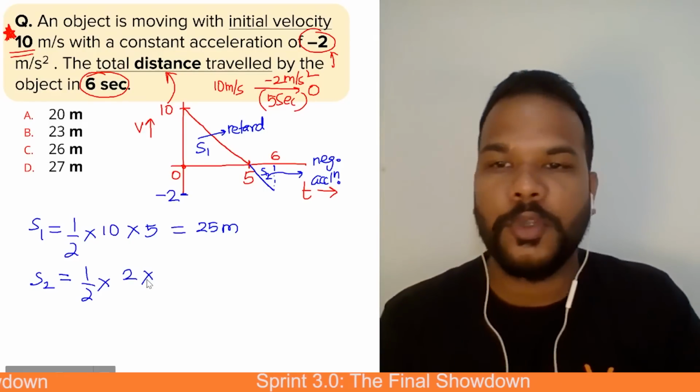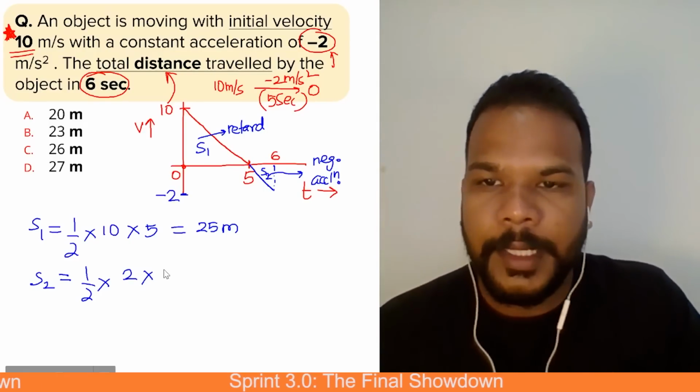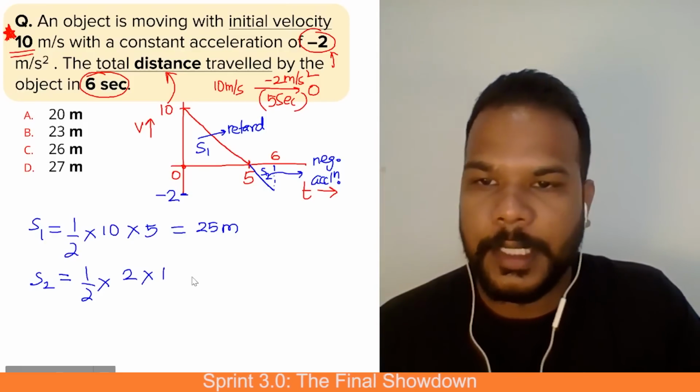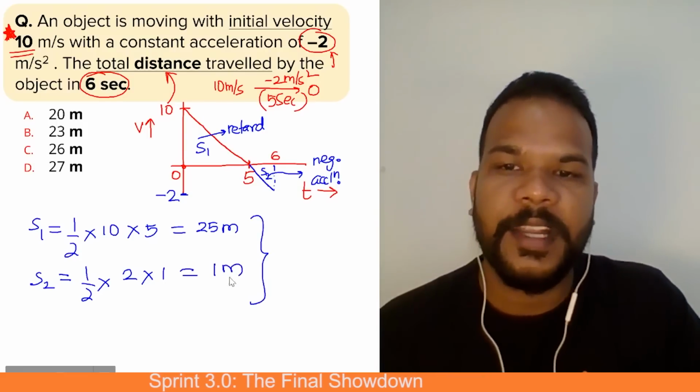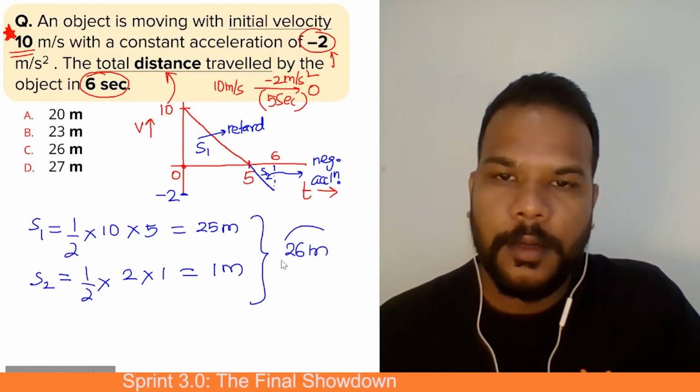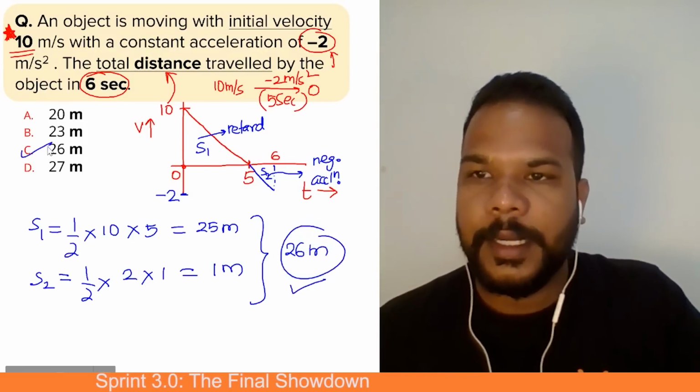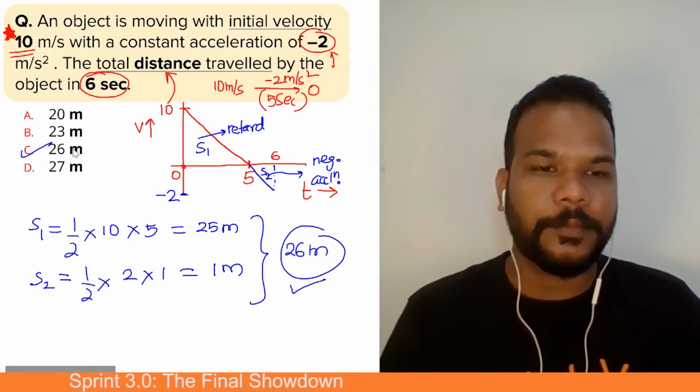Displacement चाहिए होता तो -2 लेते, and the time is 1 second here. This gap is 1 second. So this comes out to be 1 meter. So what is the total distance, guys? 25 plus 1, 26 meters. So that's why the correct answer is option C.